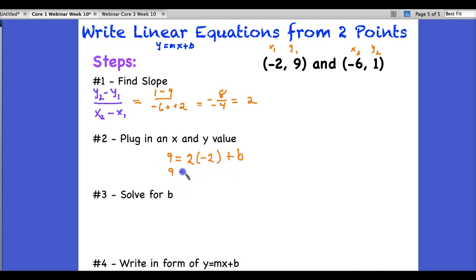So I would get 9 equals negative 4 plus b. 2 times negative 2 is negative 4. Then I'm going to move the 4 to the other side, so I'm going to add it to both sides. And here's what I get. These go away. 9 plus 4 is 13, so my b is equal to 13.